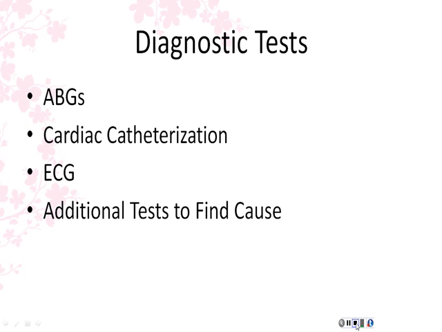Diagnostic tests, so ABGs will show hypoxia and hypocapnia. Cardiac catheterization to determine pulmonary artery pressures can be done as well. ECGs may show right ventricular hypertrophy, and then additional tests to find the cause. So you might see things like chest x-rays, spirometry, lung scans, or pulmonary angiograms as well.